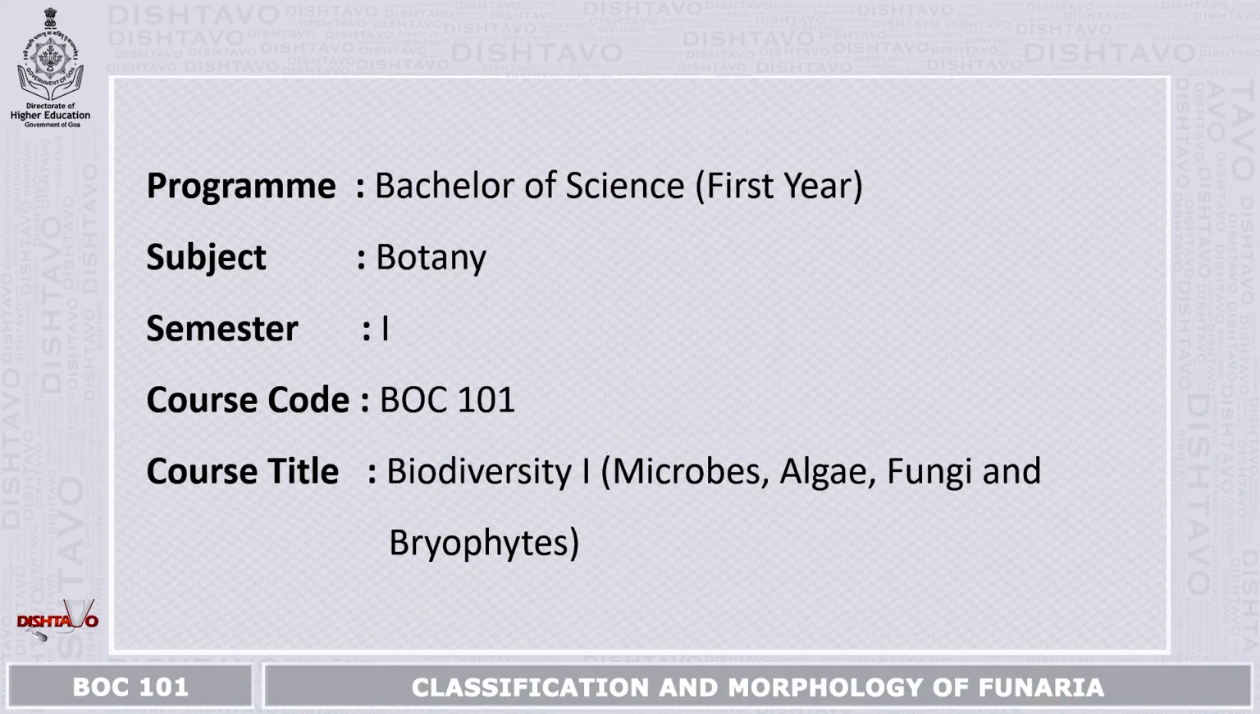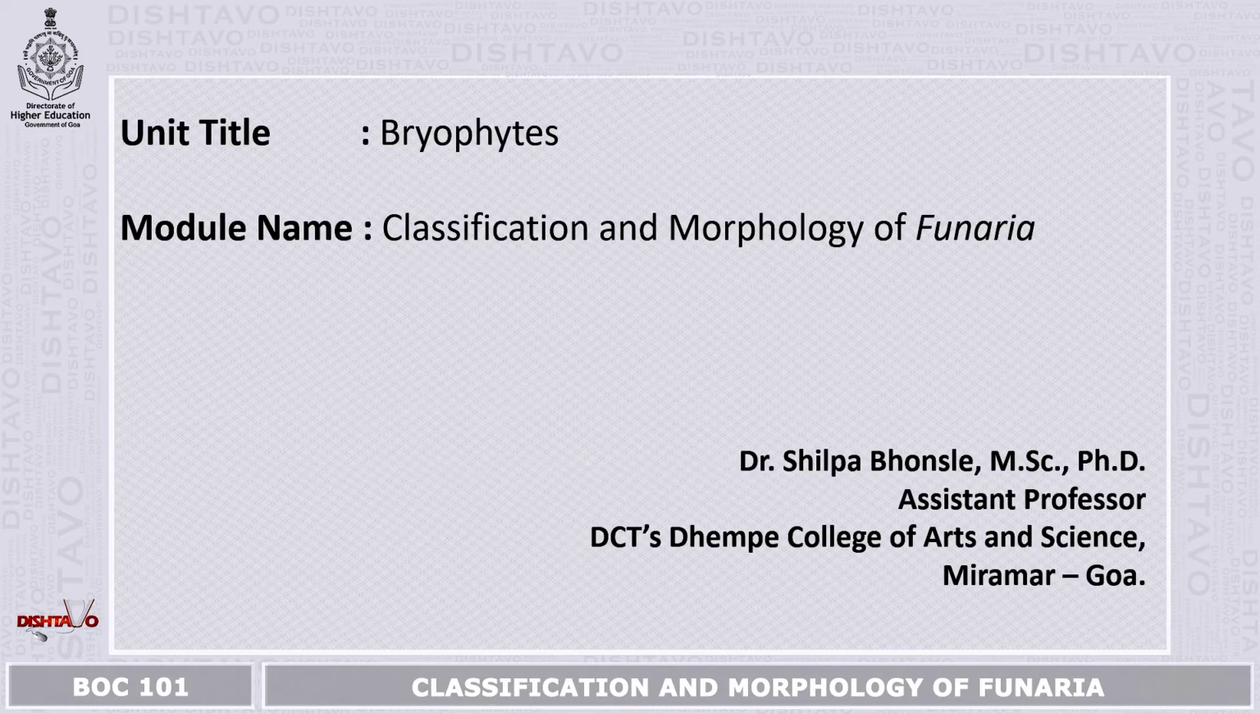Program Bachelor of Science, first year, Subject Botany, Semester 1, Course Code BOC 101, Course Title Biodiversity 1: Microbes, Algae, Fungi and Bryophytes. Unit Title Bryophytes. Module name Classification and Morphology of Funaria.